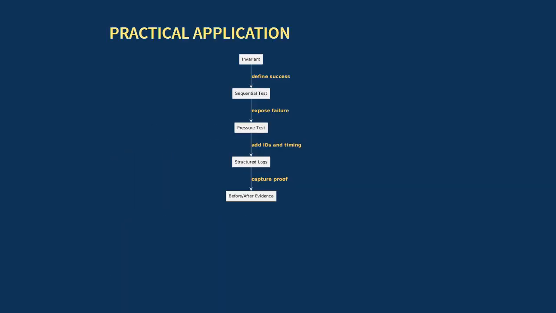For your own project, start with the invariant or progress property that matters most. Then write one sequential scenario that should succeed and one pressure scenario that is likely to expose the failure. What evidence would be strong enough for the integrity packet? Use operation IDs, entity IDs, timing information, and before and after evidence if you apply a fix. The packet should defend the assumption, the validation, and the remaining risk.